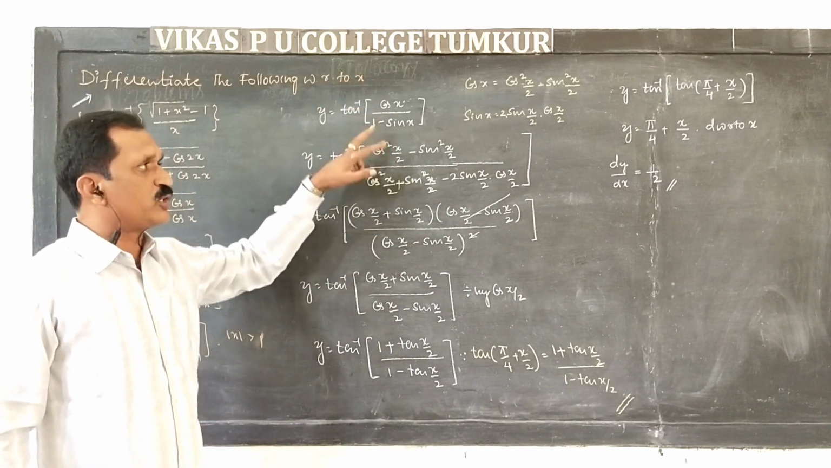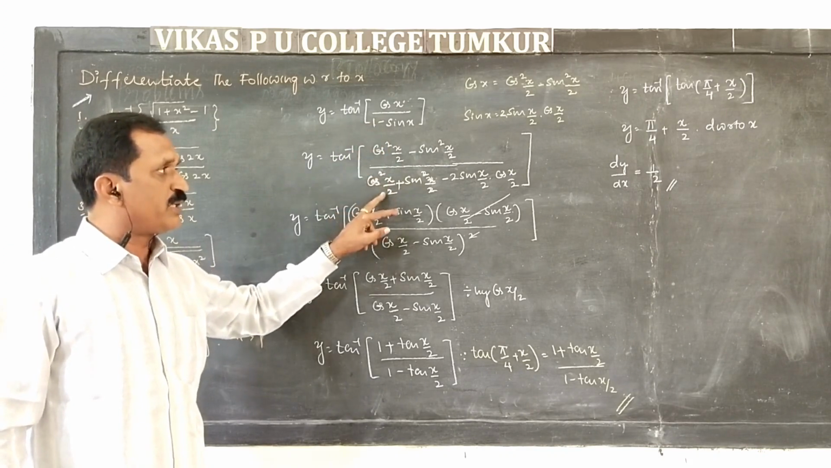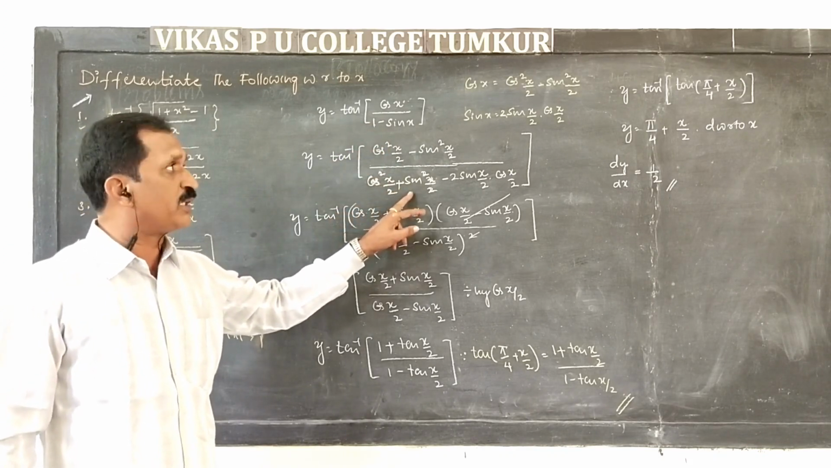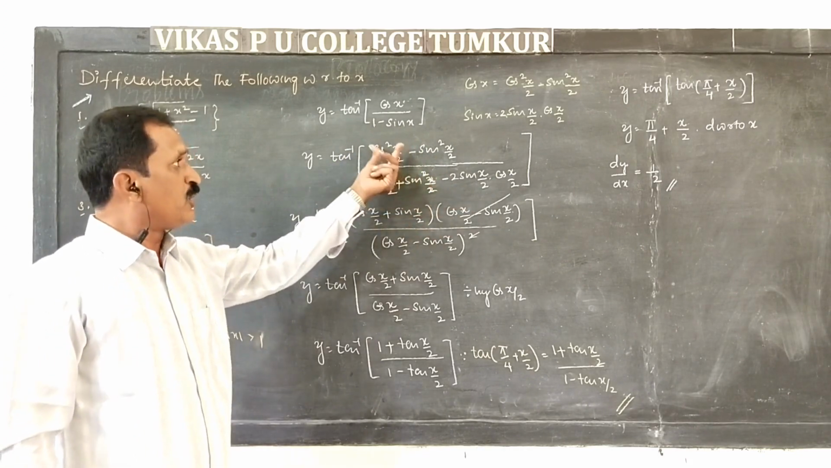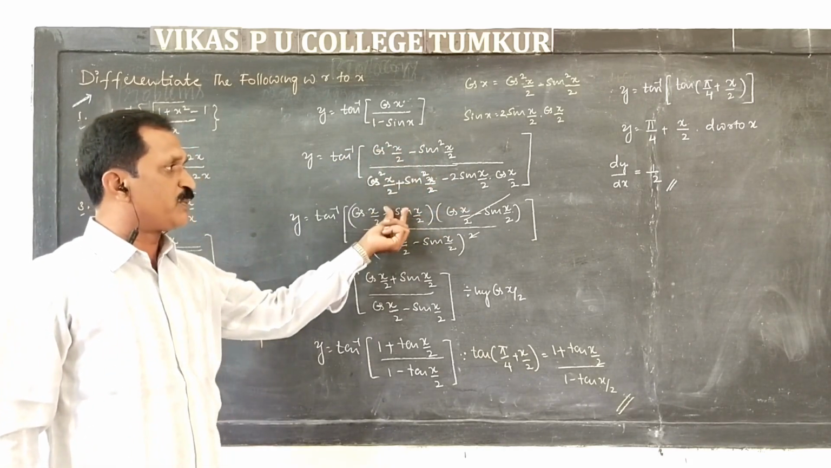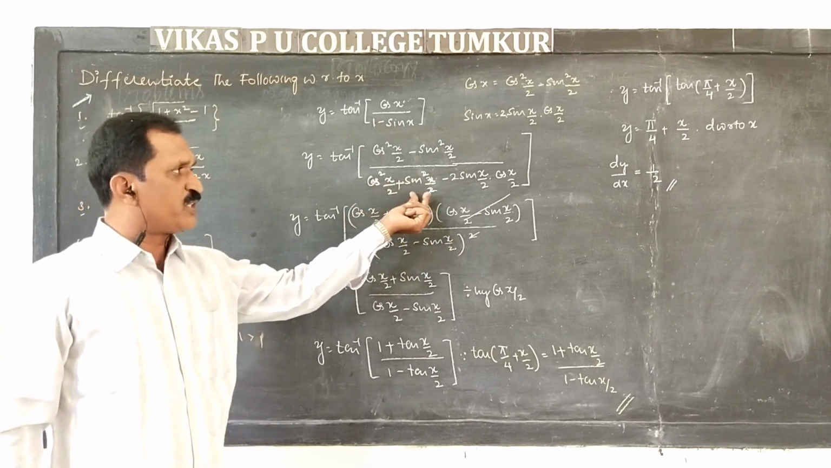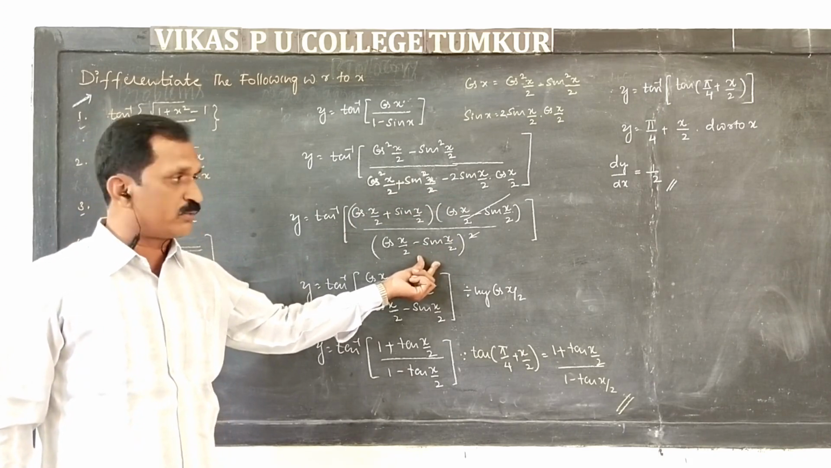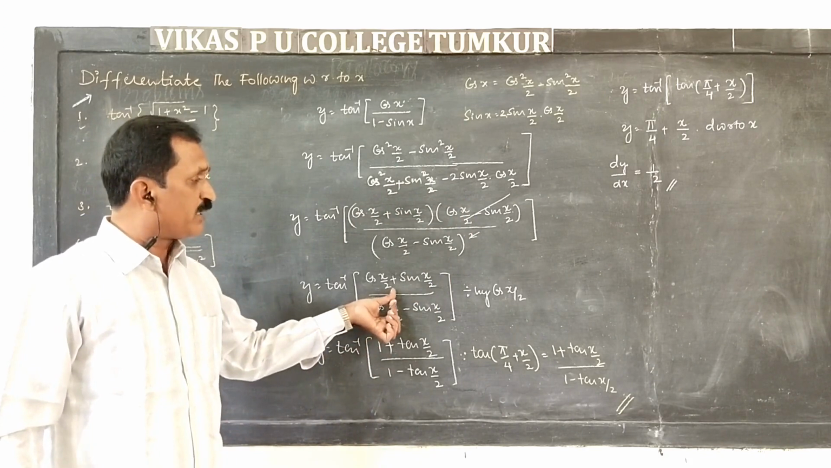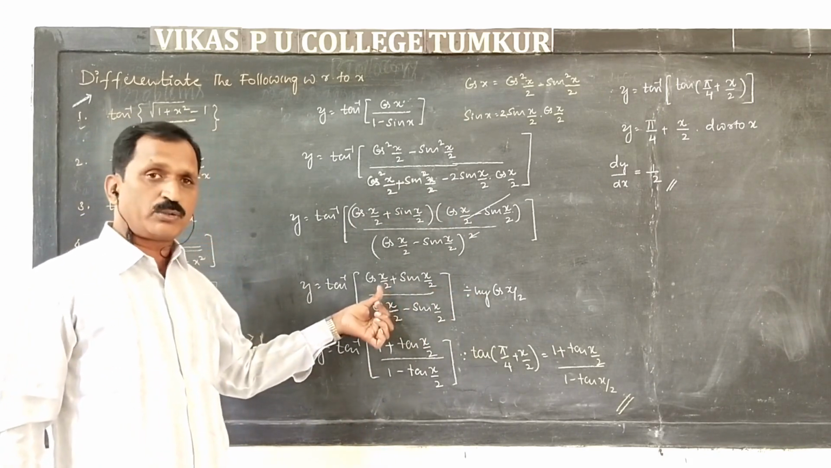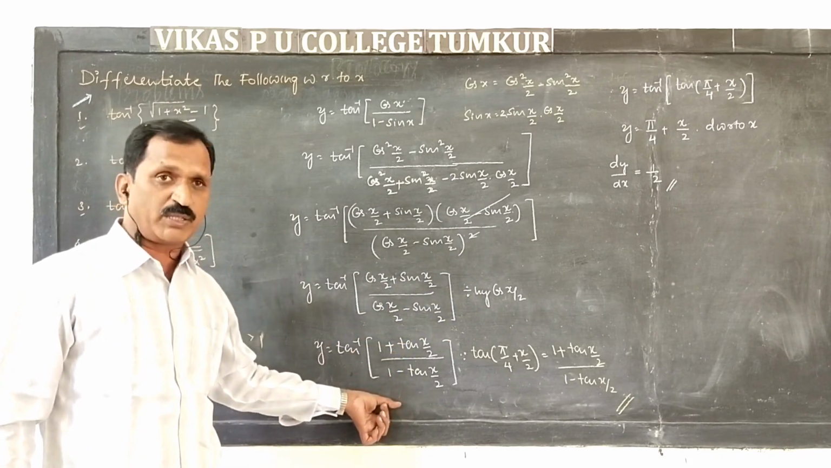First, cos x is cos square x by 2 minus sin square x by 2, and instead of 1 I have written cos square x by 2 plus sin square x by 2, and sin x is 2 sin x by 2 cos x by 2. Simplifying the numerator in the form of a square minus b square, the denominator is a square plus b square plus 2ab, which is a plus b whole square. One of the cos x by 2 minus sin x by 2 cancels. Divide the terms inside the bracket by cos x by 2 and reduce this into the form 1 plus tan x by 2 by 1 minus tan x by 2.